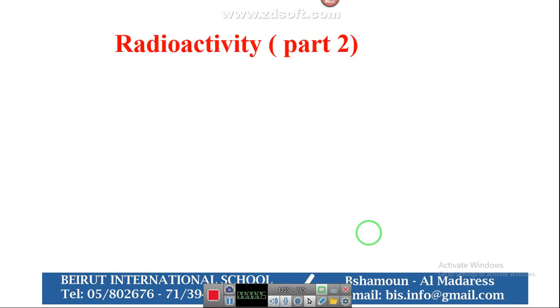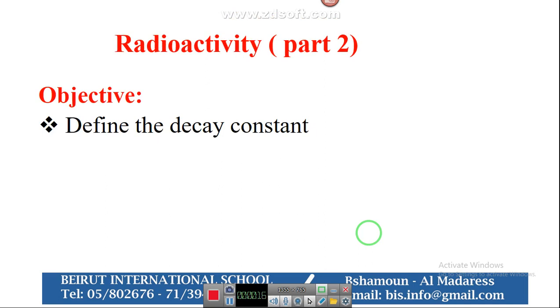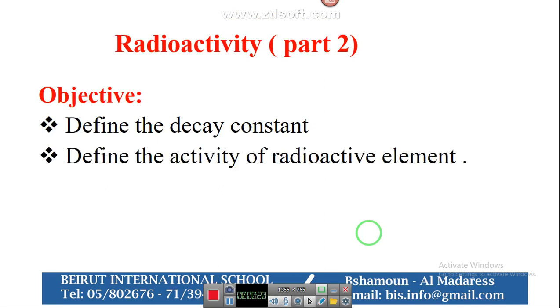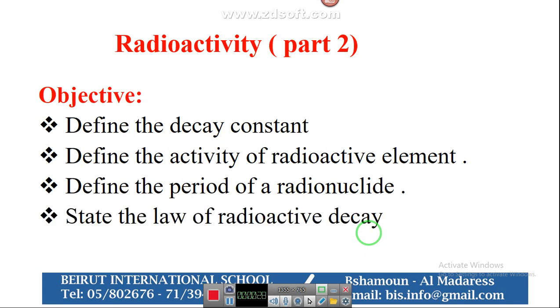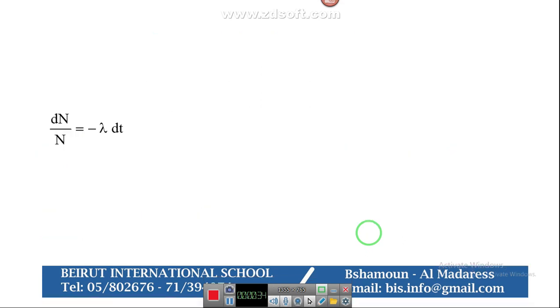In this video, we are going to explain the second part of the chapter of radioactivity. The objectives are: define the decay constant, define the activity of a radioactive element, define the period of a radionuclide, state the laws of radioactive decay, and solve some problems.